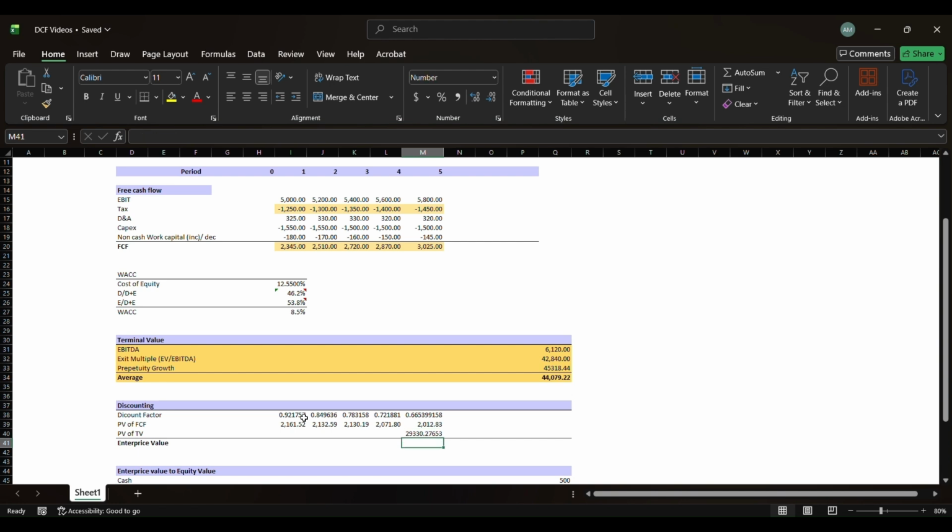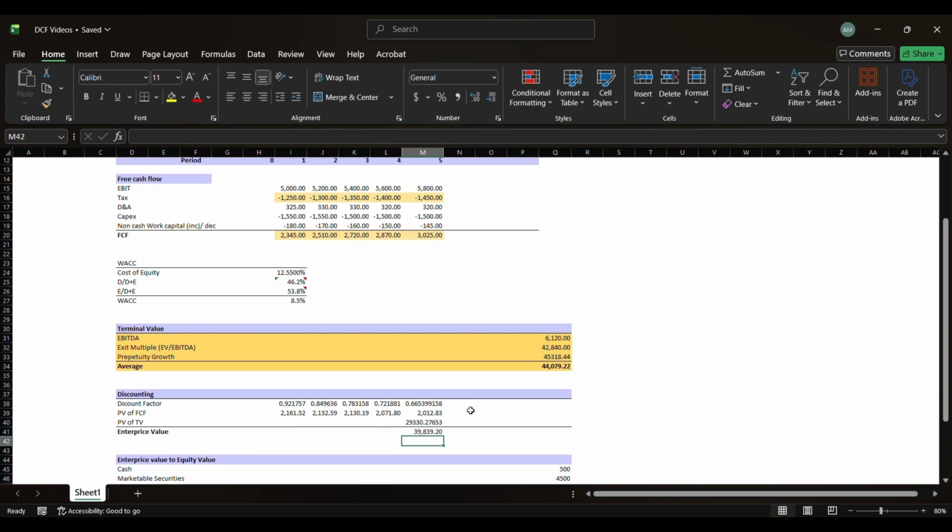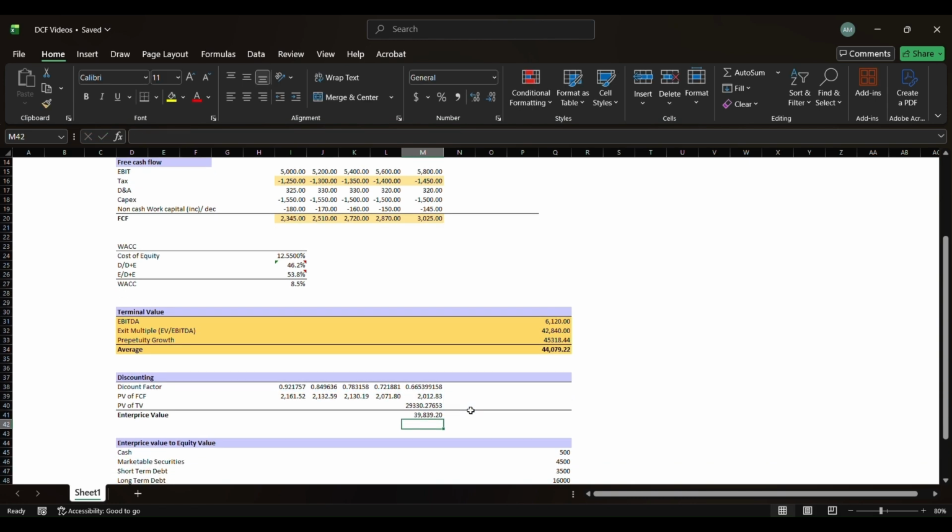So now you have to calculate the enterprise value. The enterprise value is basically market capitalization plus debt minus cash and cash equivalents. So you have to add all the present value of the free cash flows and the present value of the terminal value. So you get 39,839.